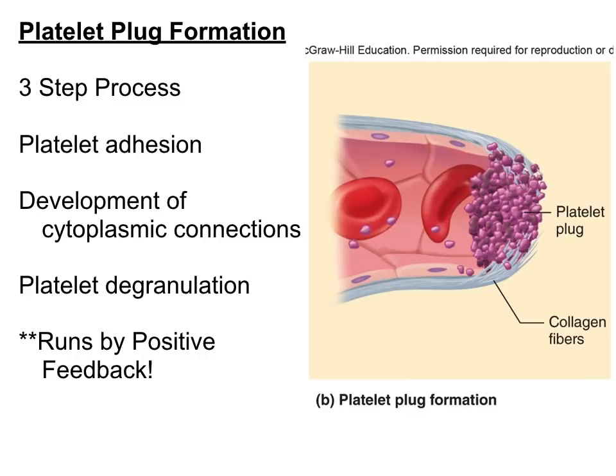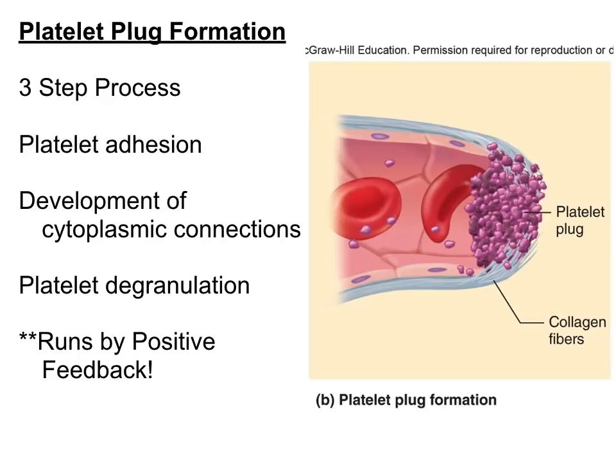Another chemical released by your platelets is thromboxane A2. This particular chemical also promotes platelet aggregation, so the accumulation of platelets in your plug. It encourages platelet degranulation and encourages the vasoconstriction, so it does also intensify that vascular spasm.